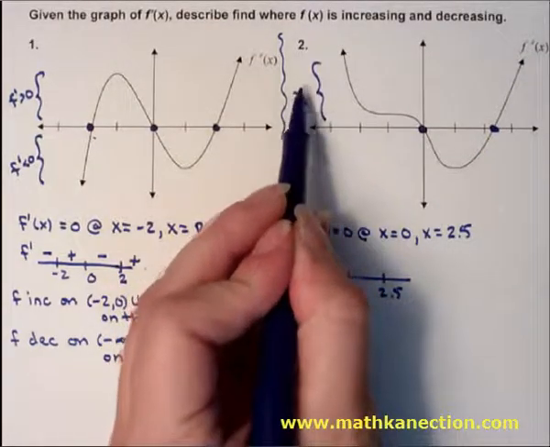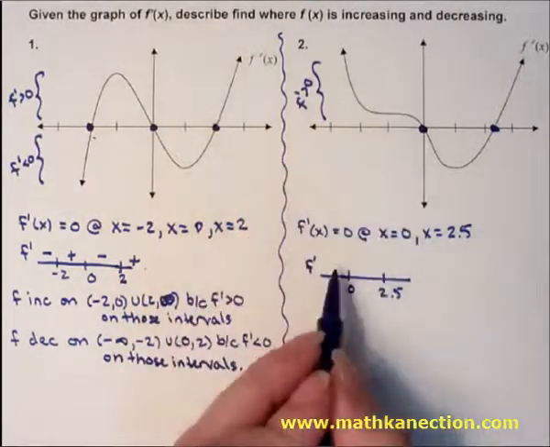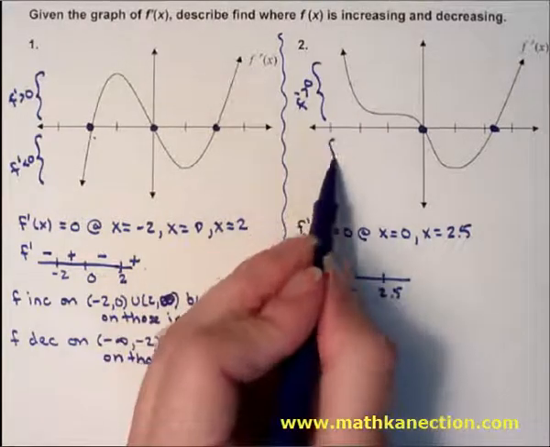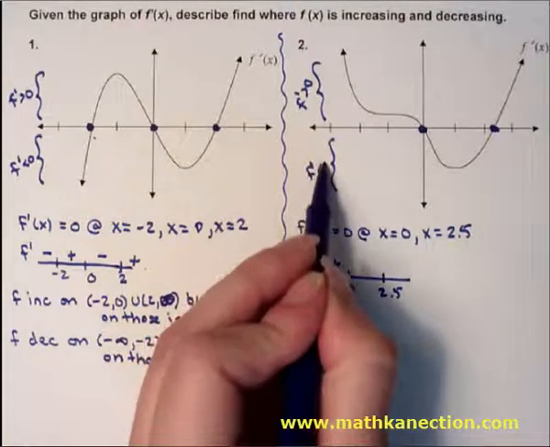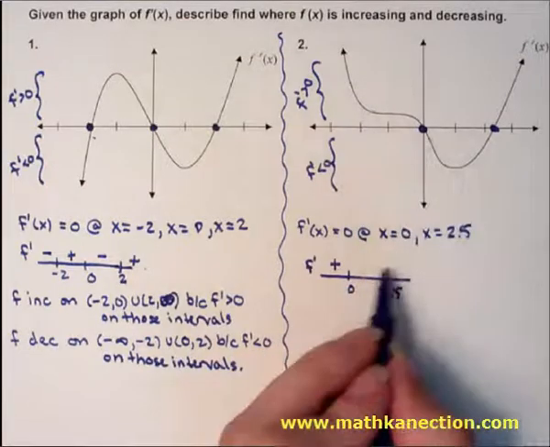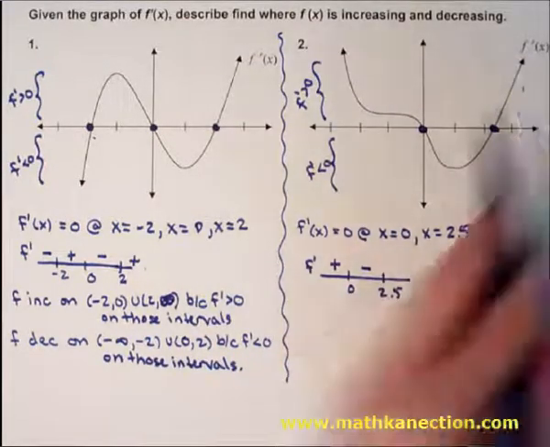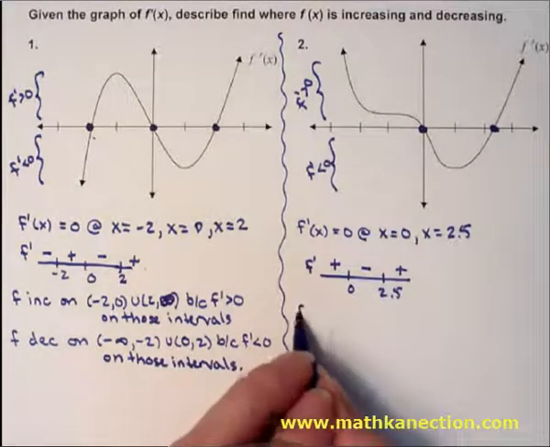F prime of x is greater than 0 before 0. And f prime of x is less than 0 between 0 and 2.5. And then f prime of x again is above the x-axis after 2.5.